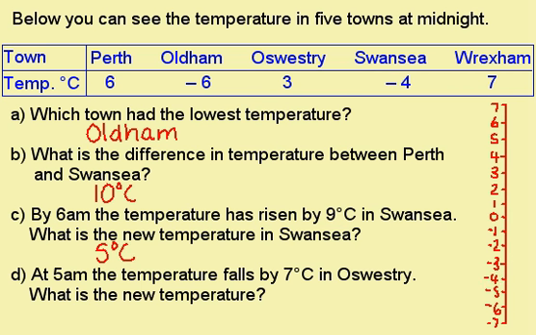For this question, I look at the temperature in Oswestry at midnight, which is 3, and I mark that on my number line. The temperature falls by 7. 1, 2, 3, 4, 5, 6, 7. So the answer is -4.